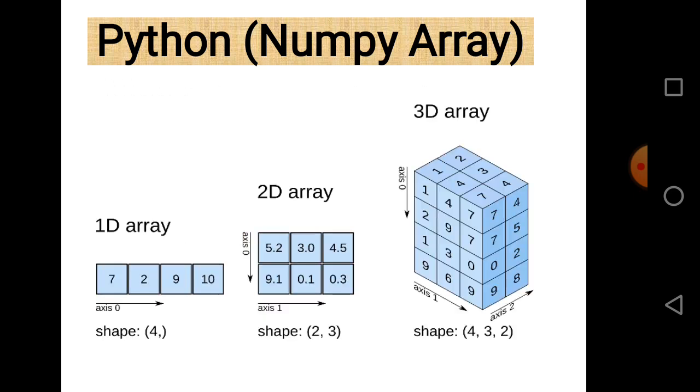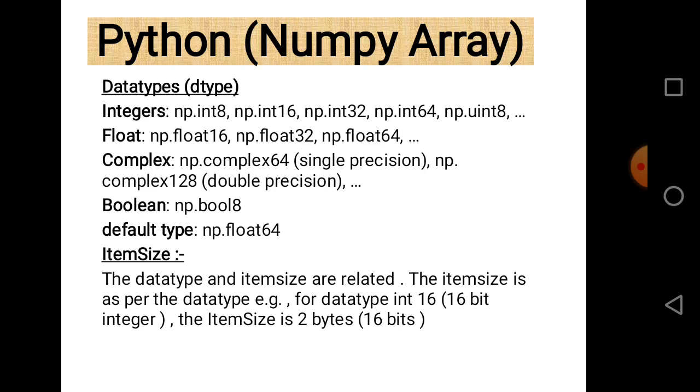Next is Python NumPy array data type. There are different data types used in a NumPy array, related to integers, float values, and complex values. For integers it is int 8, int 16, int 32, int 64, uint 8, etc. For float it is float 16, float 32, float 64. For complex it is complex 64 or complex 128. For boolean value it is bool, and the default size of float value is float 64.